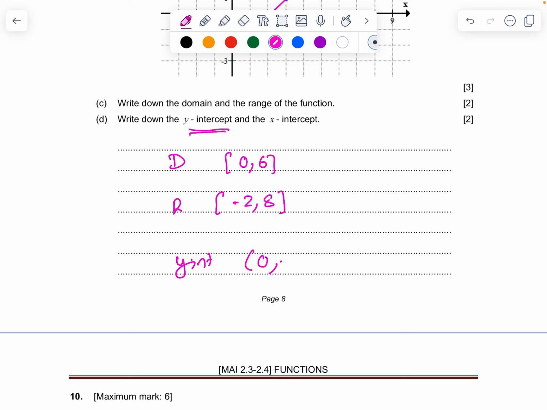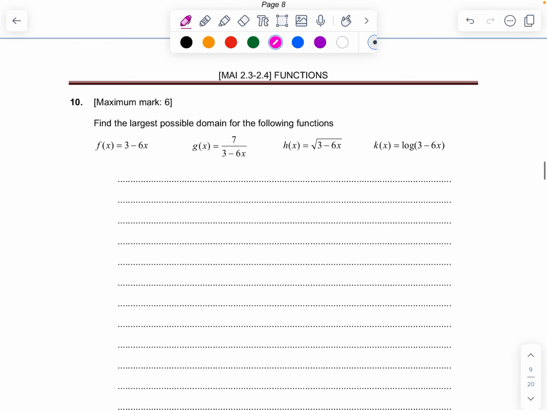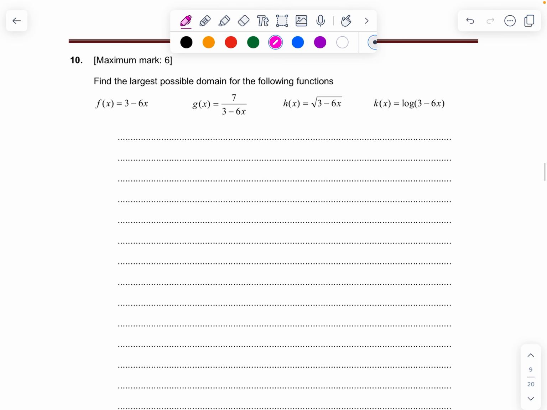Y-intercept: x is 0, it is negative 2. X-intercept: y is 0, so 2 comma 0. Find the largest possible domain of this one.